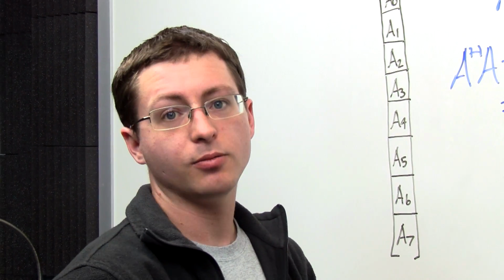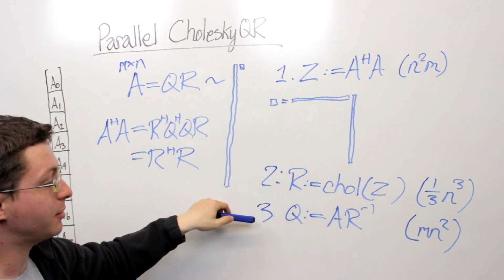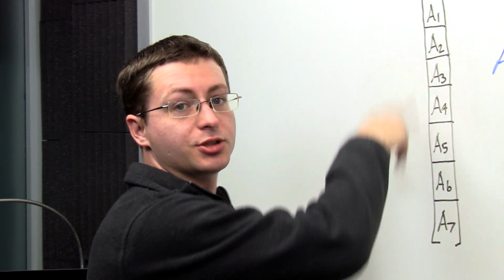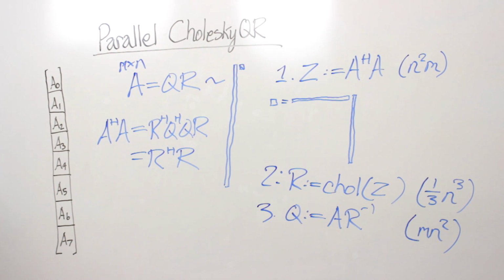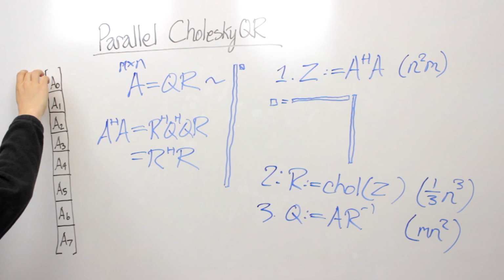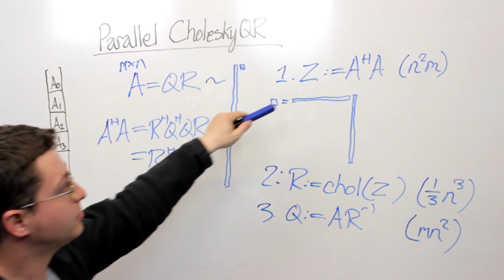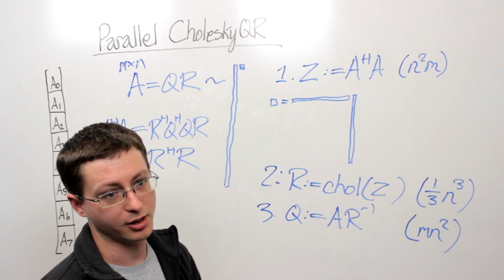What I want you to recognize is that it's extremely easy to parallelize the first and the last step. Suppose that we just used a one-dimensional decomposition of this very tall, skinny matrix A. What I've drawn on the board is what we would do if we had 8 processes. If the height of this matrix was 8 million, then process 0 would get the first million rows, process 1 would get the next million, etc. We could perform the first operation, multiplying A adjoint by A, in essentially the same manner that we would perform a vector inner product.